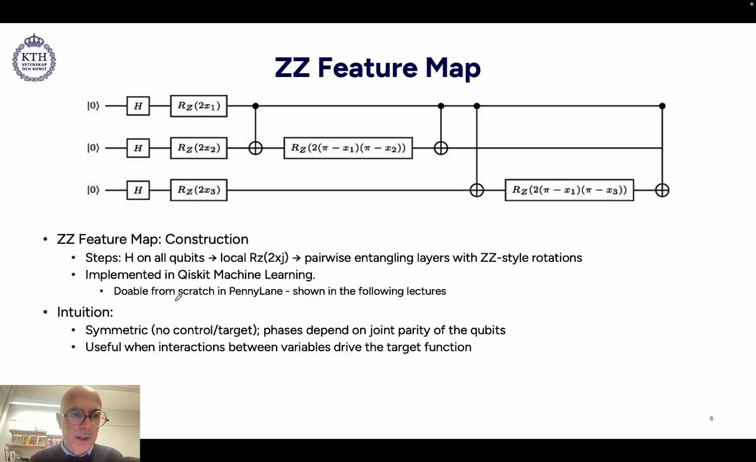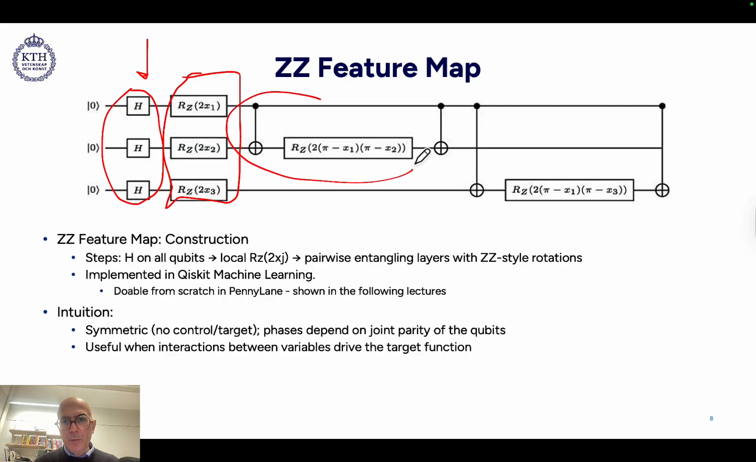So these have a formal abstraction. There are different steps to construct a feature map. I just show you here a ZZ feature map on 3 qubits. They all start with Hadamard gates, and then there are some local RZ rotations, and then we have 2 pairwise entangling layers. The first one entangles the second qubit to the first one, and then another one entangles the third qubit to the first one.